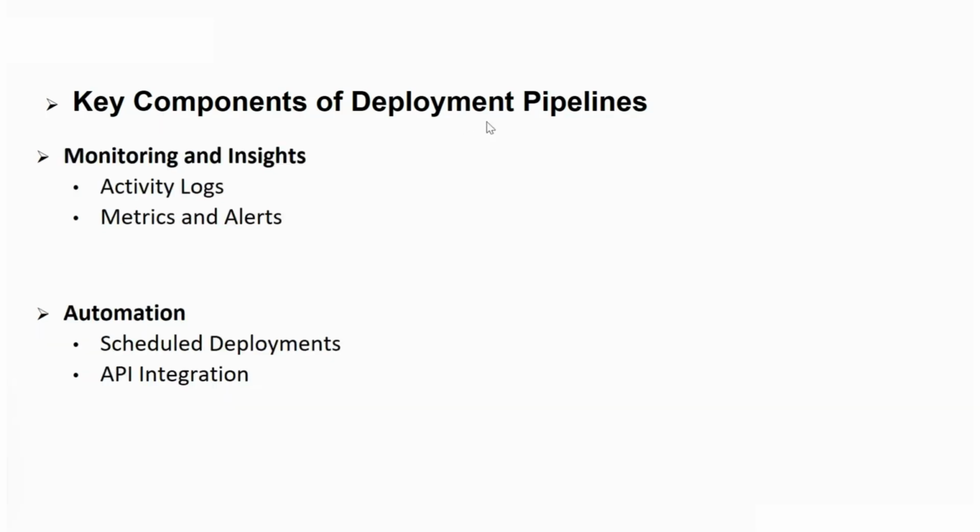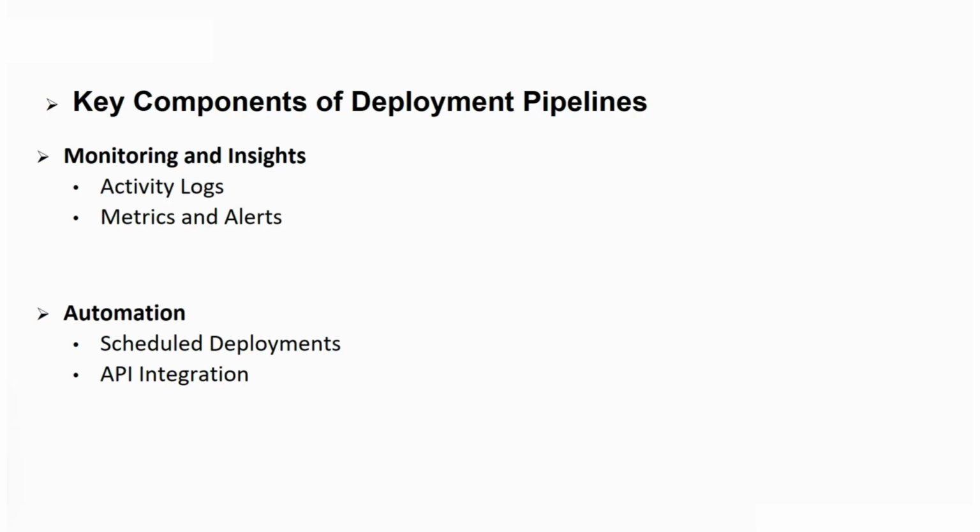The next key component is monitoring and insight. We have the activity logs, which track the deployment activities and view the logs to understand what changes were made and by whom they were made. Then we have metrics and alerts, which is to monitor the pipeline health and set up alerts to notify the stakeholders of issues or important events.